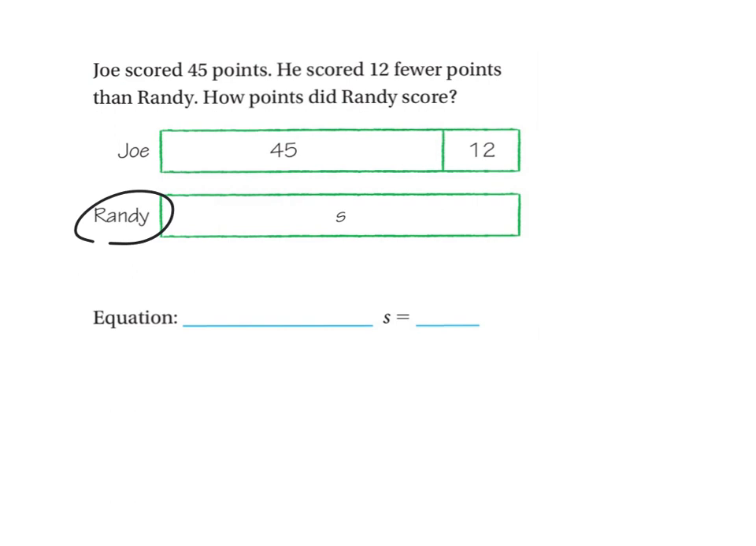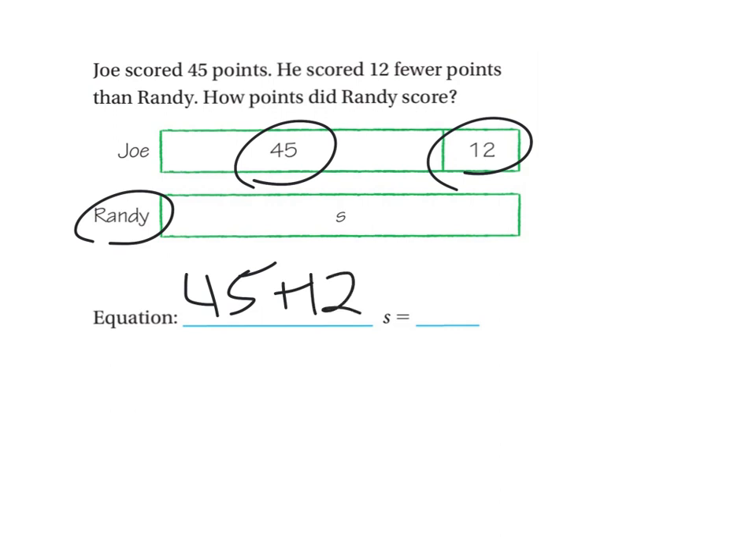And so here, it's kind of like, all right, they gave you two parts. They gave you 45 and they gave you 12. So you're looking really to combine those two. And it's kind of tricky because of how this one's worded. But if you know that Randy scored more and you know that Joe scored 45, which was 12 less, then you're going to have to take the 12 and add it. So our equation here would be 45 plus 12 is going to give me S, or what Randy scored.